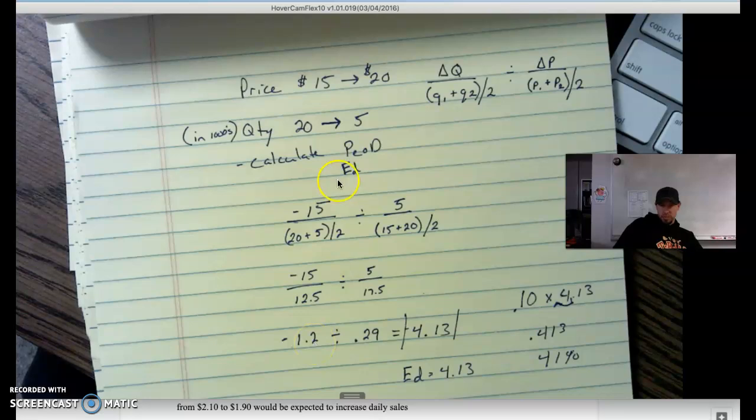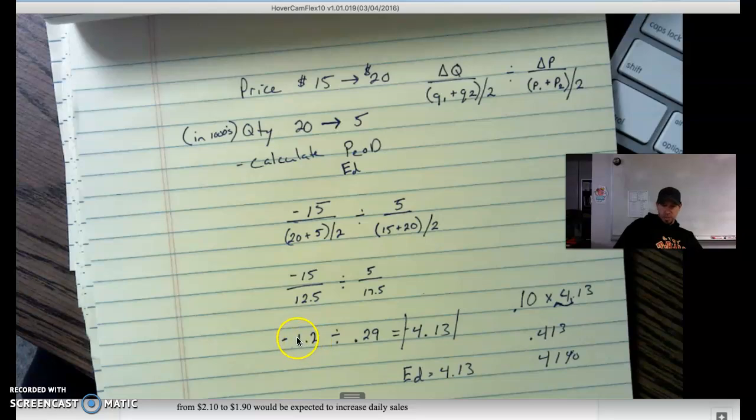So this quantity change is a 120% decrease in quantity, is really what we're looking at here. And we're going to divide that by a percentage change in price. So if I take 5 divided by 17.5, it gives me 0.29. So a 29% change in price, and we have a negative 120% change in quantity.